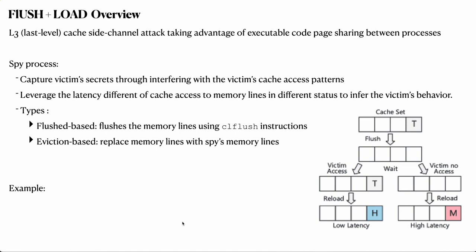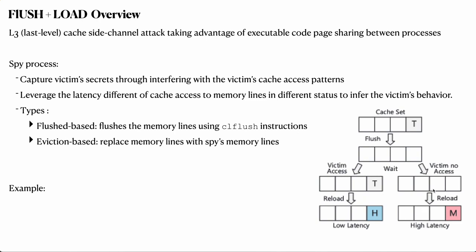Mainly, there are two types of side channel attack. One is flush-based, meaning flushing the memory lines using the clflush instruction, which is what this paper used. And also, there's another type called eviction-based, which replaces memory lines with spied memory lines. Now a very brief walkthrough of the Flush+Reload attack.